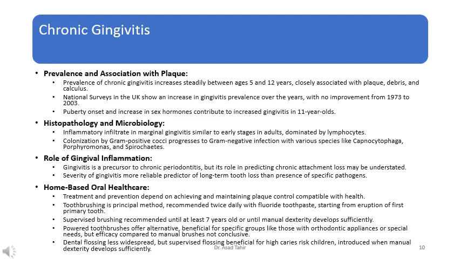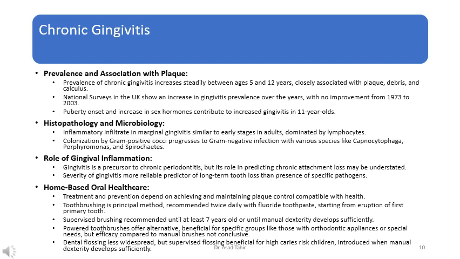Home-based oral healthcare. Treatment and prevention depend on achieving and maintaining plaque control compatible with health. Toothbrushing is the principal method, recommended twice daily with fluoride toothpaste, starting from the eruption of the first primary tooth. Supervised brushing is recommended until at least 7 years old or until manual dexterity develops sufficiently.